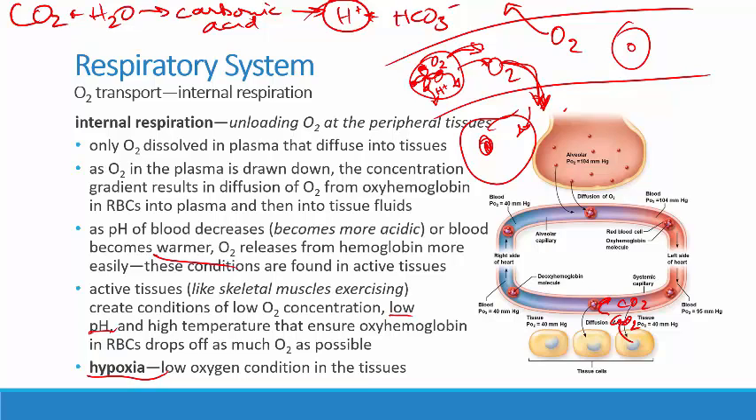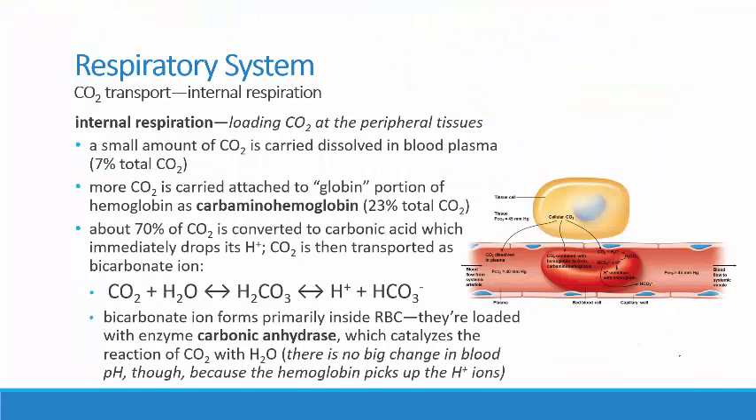Now let's load up the carbon dioxide. And where do we load up carbon dioxide? Once again, out here in the peripheral tissues. Okay, so now we got to load up our carbon dioxide. So the cells are busy making CO2 here at the mitochondria. They're producing CO2. The CO2 diffuses out into the tissue fluids and then right on into the blood. Like with oxygen, only a small amount of CO2 is dissolved in blood plasma. Even more of it makes its way into the red blood cell.